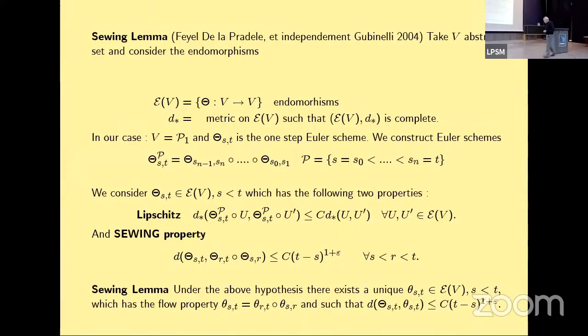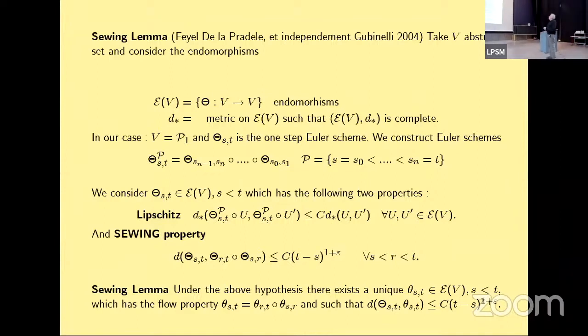Okay, so this is a central result. But it was also to discuss the method we have, the technology that we have used in order to get such results. And this is the sewing lemma. The sewing lemma is an important instrument in the theory of rough paths. It was obtained by Denis Feyel and Arnaud de La Pradelle, and at the same time, in an independent way, by Gubinelli, around 2004. And then it was an instrument in rough path theory.